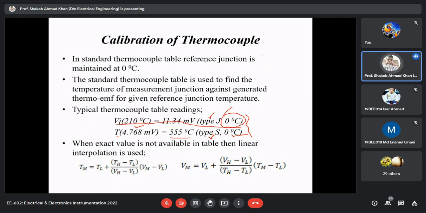So if anybody has any query regarding the thermocouple table we discussed till now, it is a very important thing, I'm telling you. So you can ask it, please. Everything is in front of you.